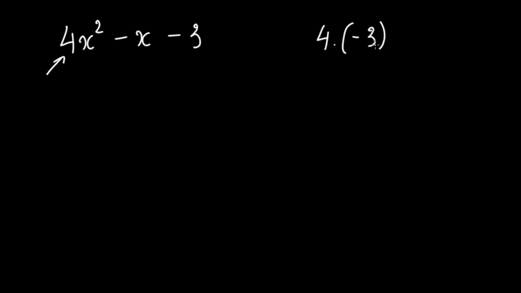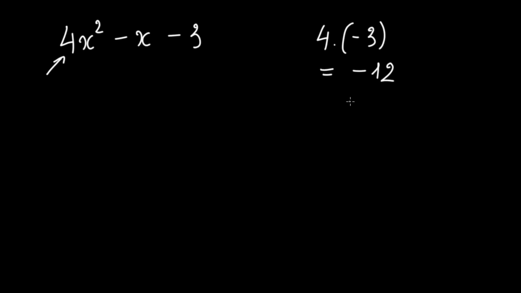Let's look at another example when a is different than 1. So we have 4x squared minus x minus 3. We need to factor this out. So in this case, a equals 4, b equals negative 1, and c equals negative 3. So the first step we need to do is we take a times c, which is 4 times negative 3, is negative 12.